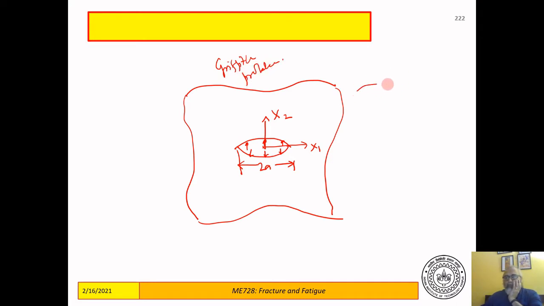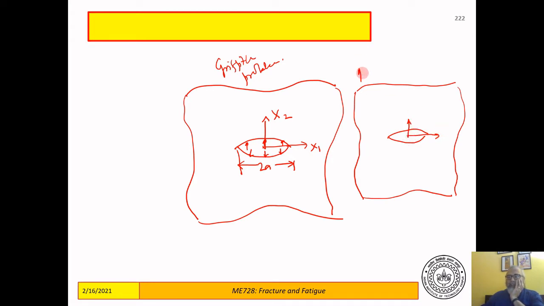Now, we can have another problem where we have again the infinite plate, the same crack. Now there are no crack face tractions, but we have the same. So let's say that we call this sigma infinity, the normal stress. We have the same normal stress applied at the remote boundaries. This is also called the Griffith problem.